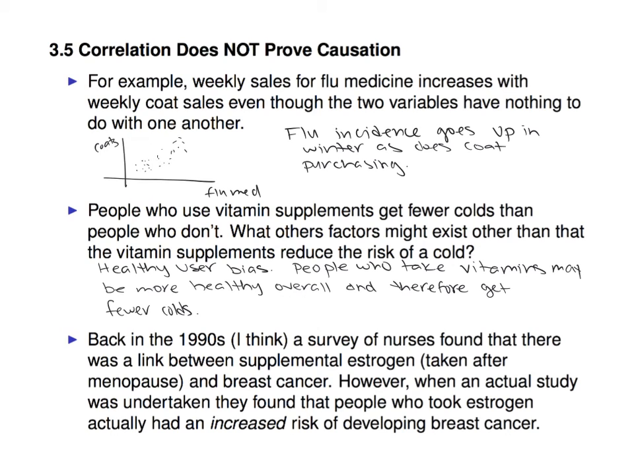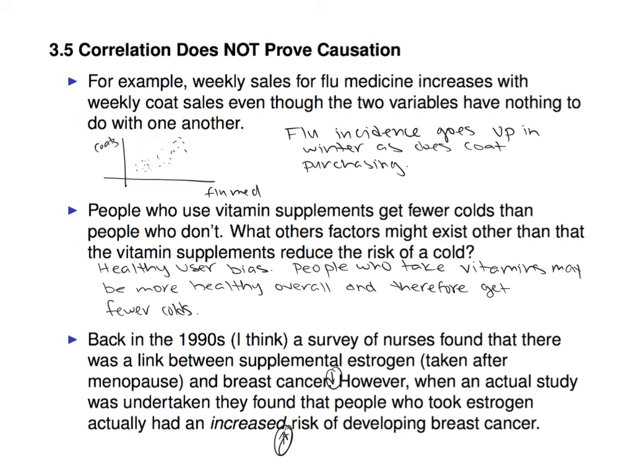And a real example happened in the 90s. There was a survey done of nurses, and they found there was a link between supplemental estrogen taken after menopause and breast cancer. As in, breast cancer went down. But when they did an actual study and put people in two groups, giving some estrogen and some a placebo, they found that people who took estrogen actually had an elevated risk of breast cancer. And what was present in that study as well was the same thing, healthy user bias.